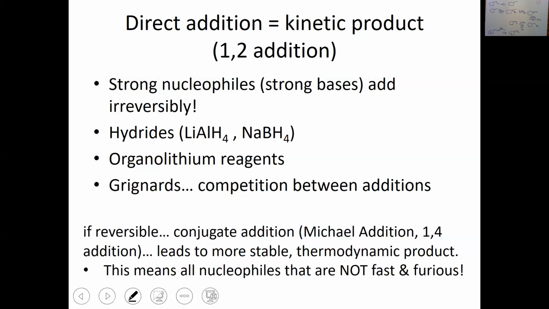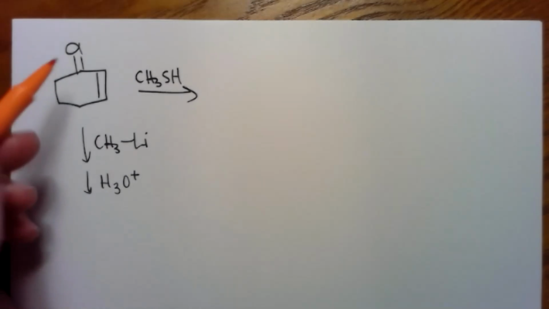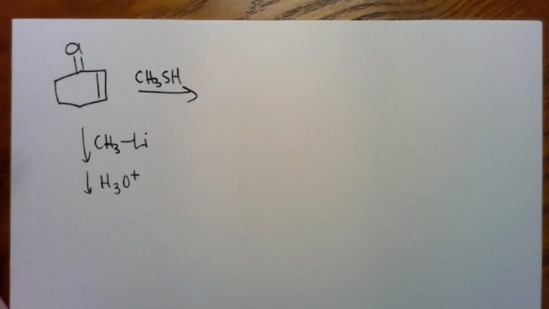If you're not on the list of fast and furious nucleophiles, we will call you a slow and patient nucleophile. You will make the more stable thermodynamic product. Anything that's not fast and furious, we will call slow and patient, and we'll get the thermodynamic product out of it. Let's look at the examples with methyl lithium and methane thiol. So when you recognize that you have a conjugated carbonyl that needs to react, you have to ask yourself, is the nucleophile I'm adding fast and furious? CH3Li is fast and furious.